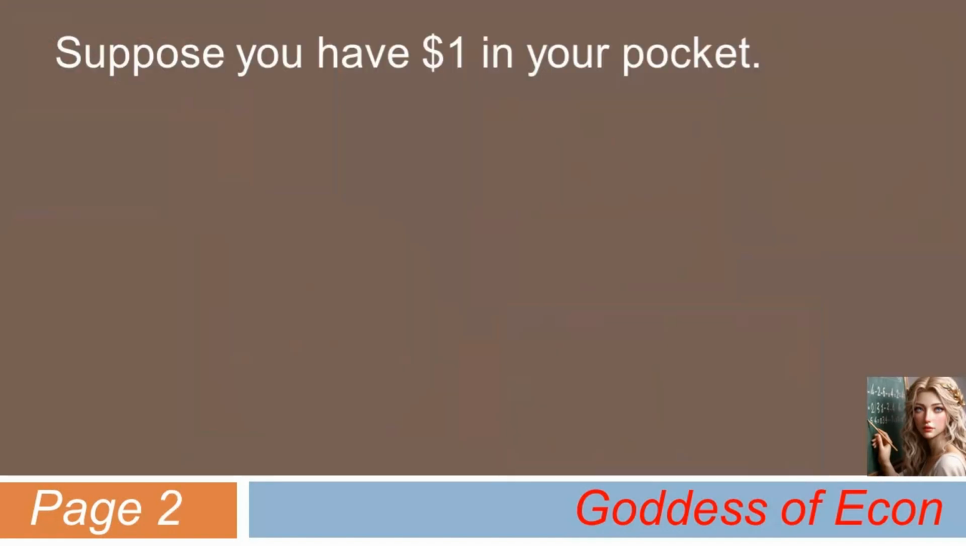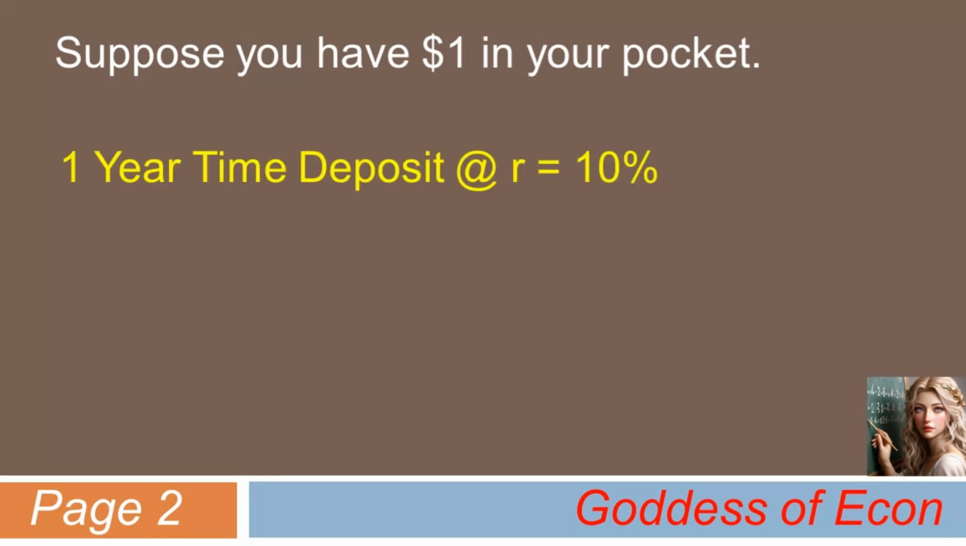Okay, suppose you have $1 in your pocket. If you don't have anywhere to spend this money, it will be better for you to deposit it in your bank account, rather than do nothing. Now, let's suppose that the 1-year time deposit interest rate is 10%. In this case, if you deposit $1 today in this deposit account, how much will the dollar become in 1 year's time? Well, it's very simple.